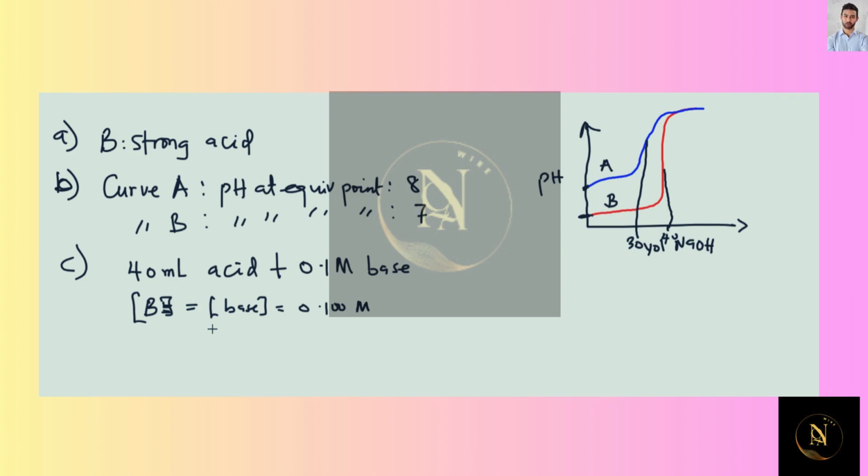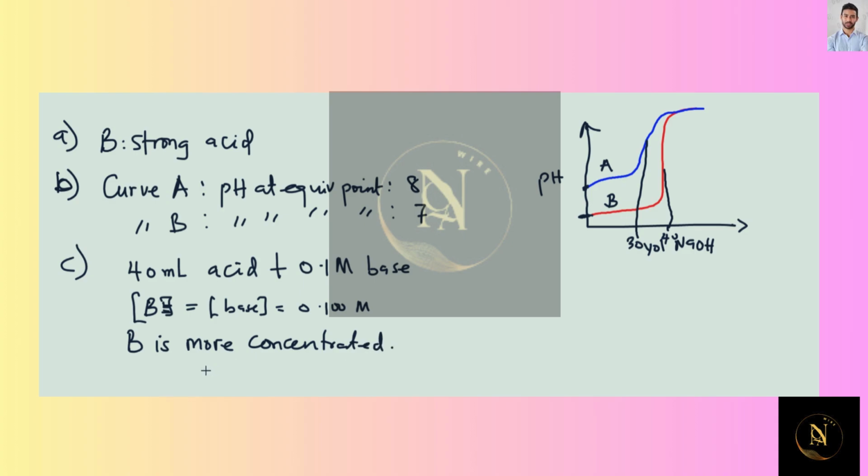And for A, we reach the equivalence point around 30 mL of the base. That means that A is less concentrated than B. So that means B is more concentrated.